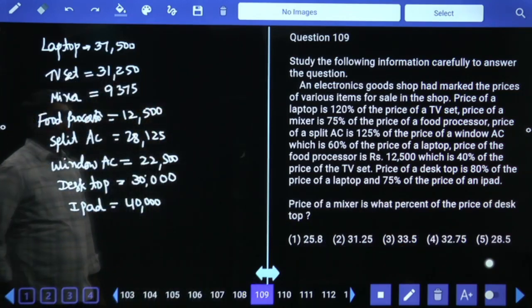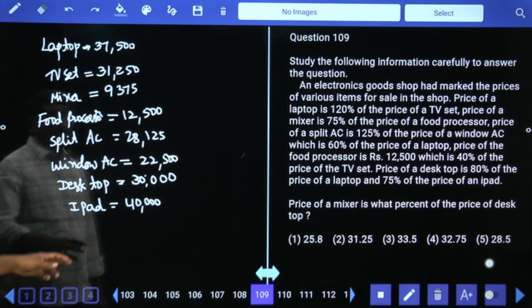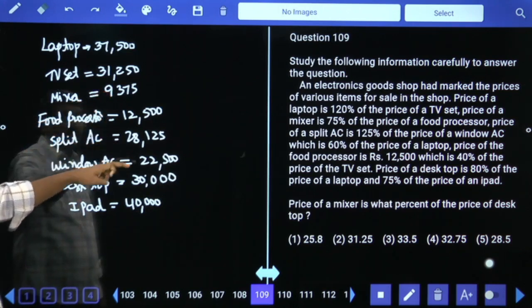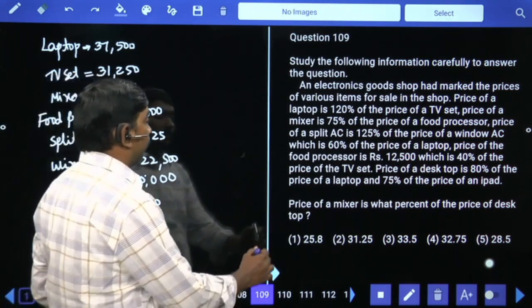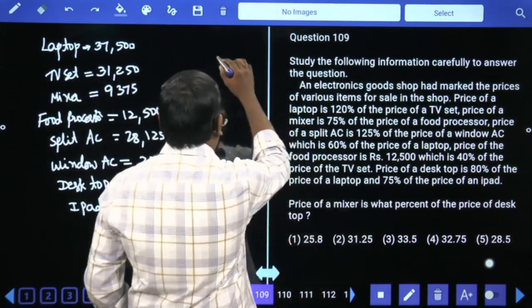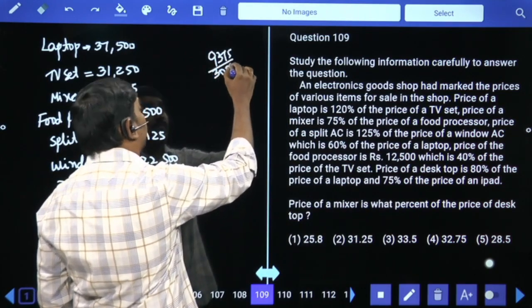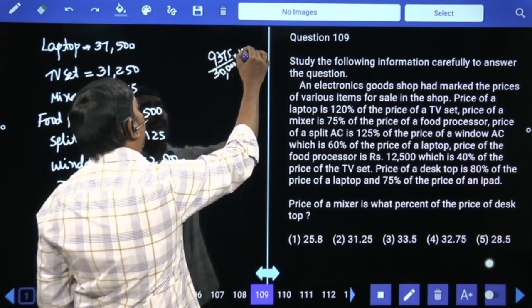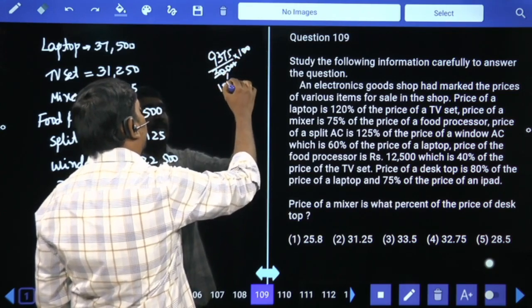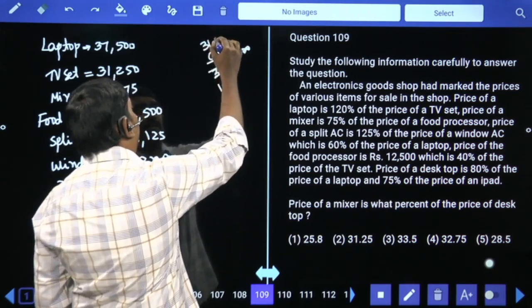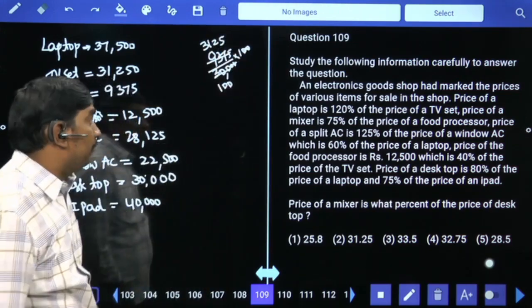Price of a mixer is what percent of the price of a desktop? 9,375 is what percent of 30,000? That gives 31.25%.